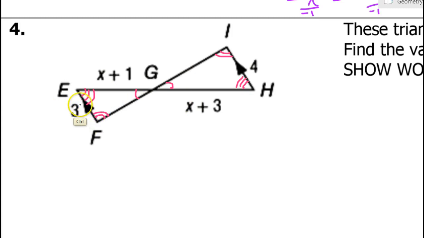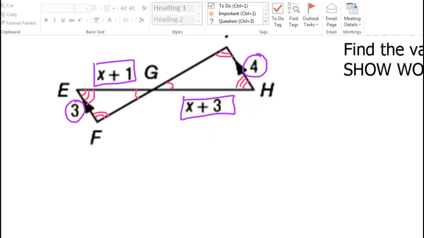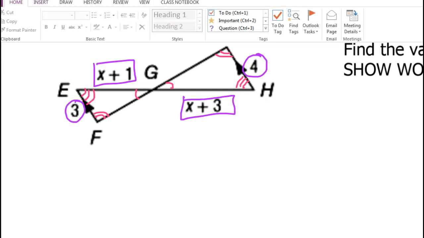For example, this 3 is between the double and the triple. So is the 4. That means that those are corresponding. I see that the x plus 1 here is between a single and a triple. So is the x plus 3. So those are corresponding. So I'm going to use the scale factor method.